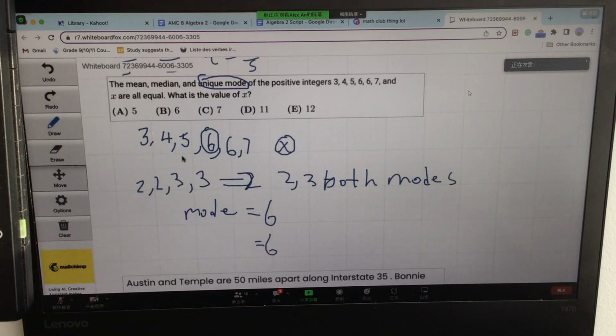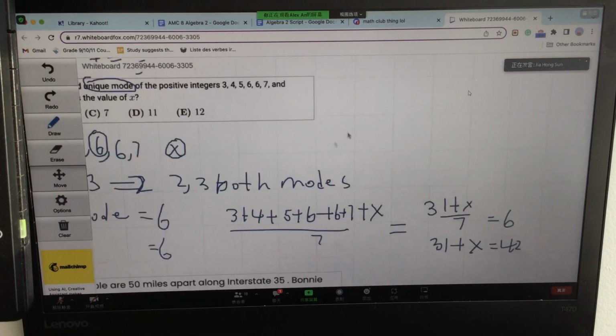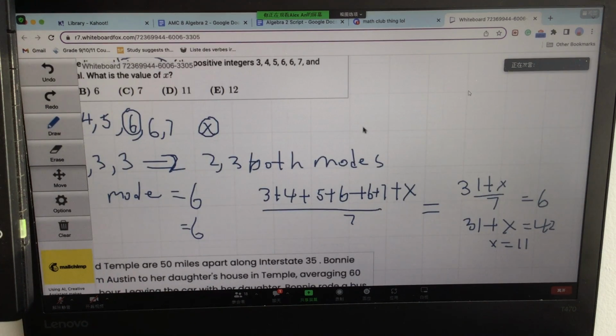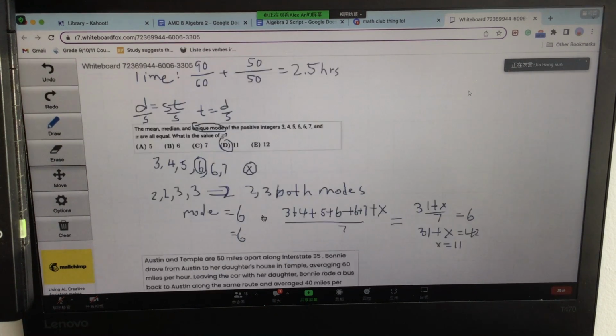That's cool. But when we calculate the mean, it's 3 plus 4 plus 5 plus 6 plus 6 plus 7 plus x over 7, which is 31 plus x over 7, which is supposed to be 6. If we multiply by 7 on both sides, x would be 11. So that's the answer, that's how we got there. And I'd like Jason to explain the next question.